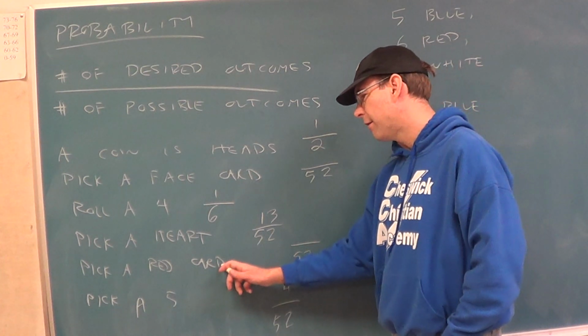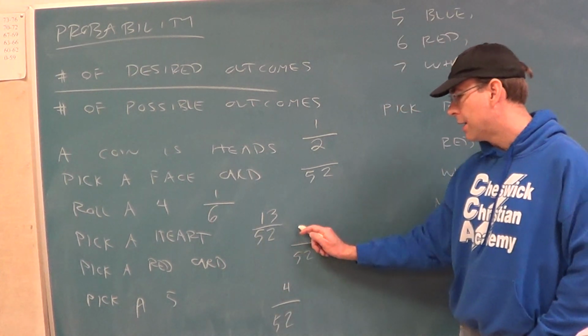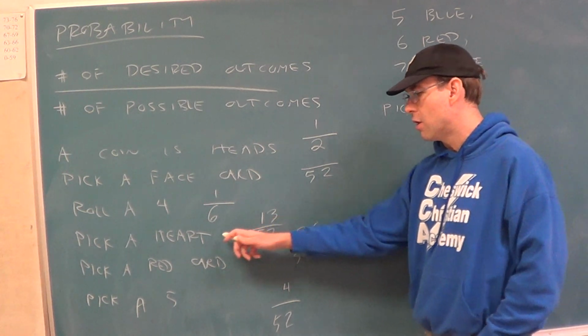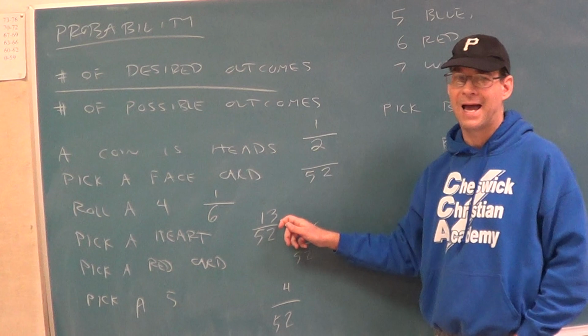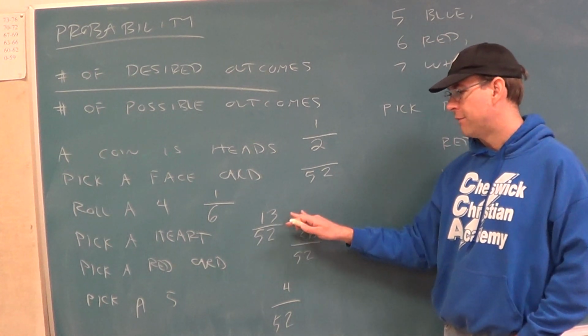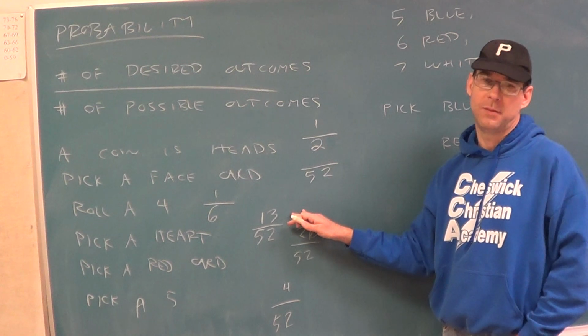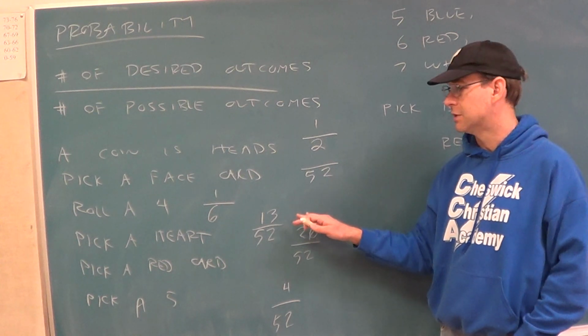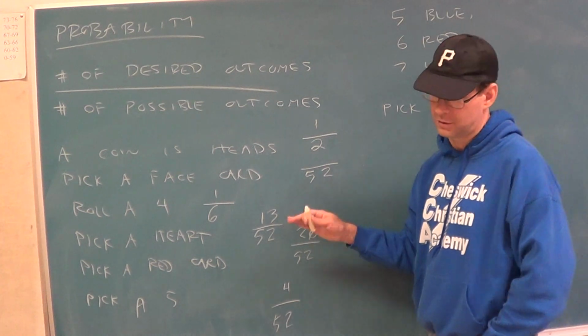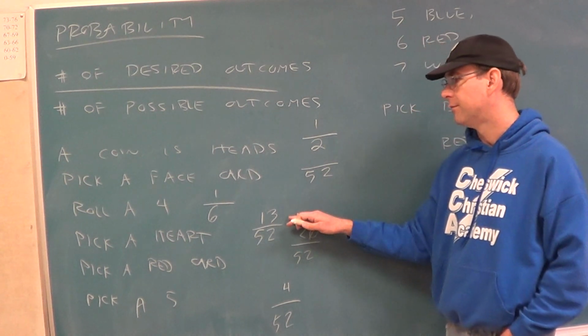If I ask you to pick a red card, that would be 26 possibles, because 13 hearts are red. There's also 13 diamonds that are red. The spades are black, the clubs are black. If you haven't played a lot of cards in your life, maybe I'm confusing you. Good news is there's no homework questions about cards. So if you're not familiar with cards, life will go on just fine.